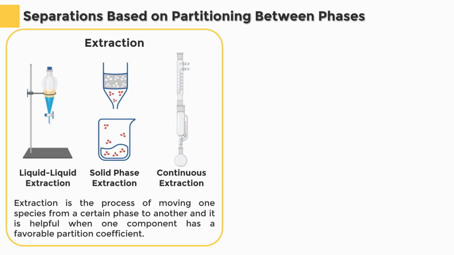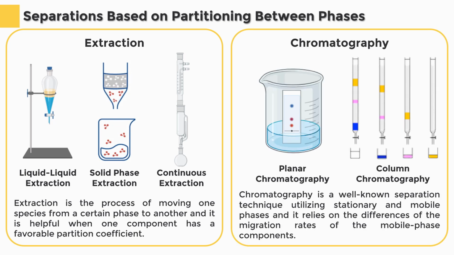The last separation technique that we'll discuss is chromatography. It's a well-known separation technique utilizing stationary and mobile phases. It relies on the difference between the migration rates of the components. There are two types of chromatographic methods, column and planar chromatography.